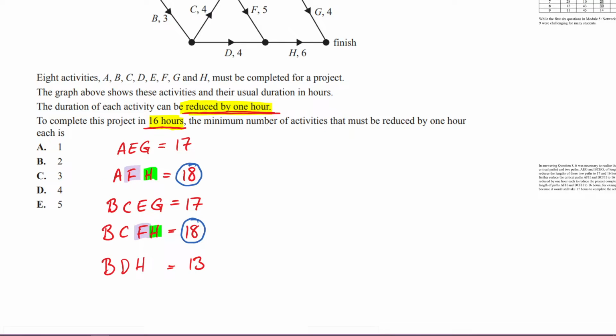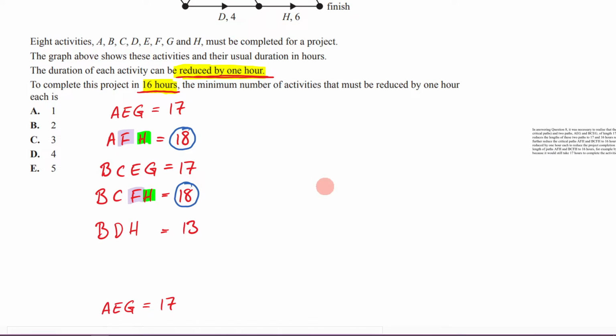So what I could do is make the following reductions, and I'll write it here. We're going to make the following reductions. I'm going to make a reduction to F and a reduction to H. So I'm taking an hour off F, I'm taking an hour off H, so I'm making 2 reductions, and that's going to take me to 16.